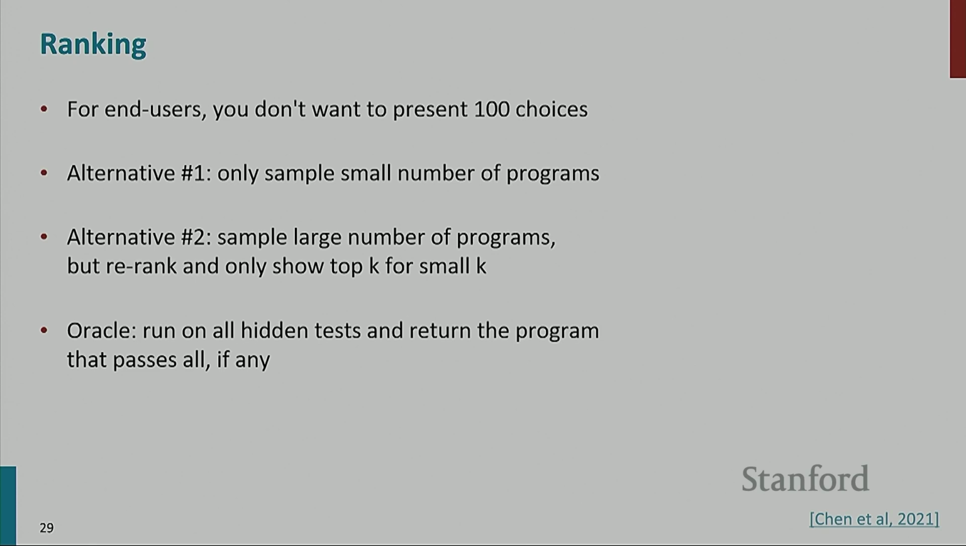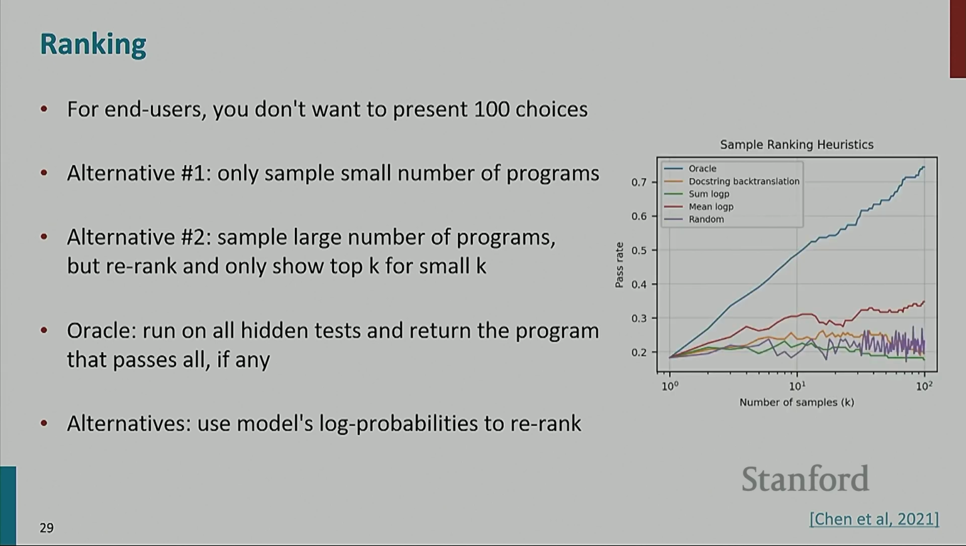So the oracle here would be, I run all the programs in a test, but a lot of times I don't have that. Like if I'm in the middle of writing a function, right, and I want some guess for how to write a certain line of the function, I might not have tests for that specific line. But I can, for example, use the model's own log probabilities to rank. And yeah, what they found was that basically taking the average token log probability, among a number of slightly more fancy ways of trying to rank, was the best that they could get.